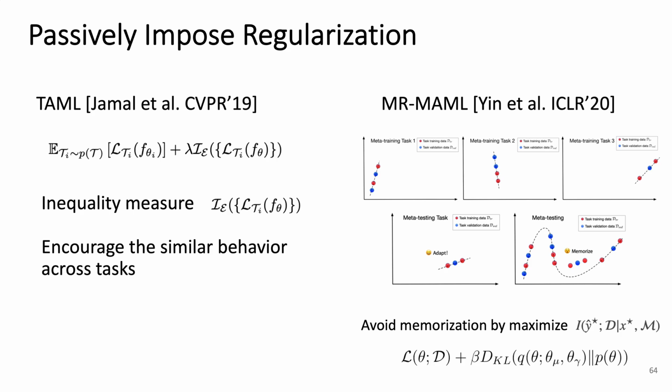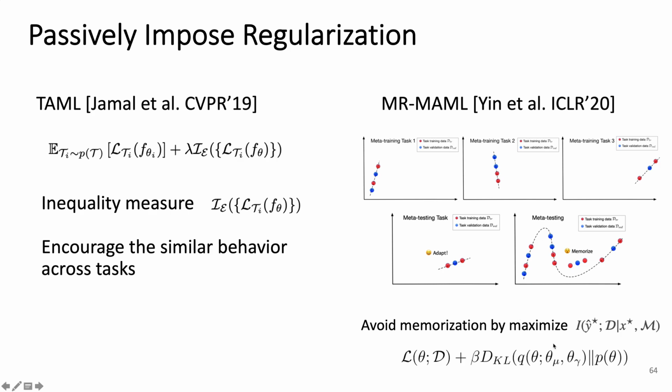To avoid this, they want to maximize the mutual information between the training source samples. D is for all the meta training tasks, and Y star is for the meta testing labels. They do not want to memorize all the knowledge in the meta training, which is D, and they want to use X star, the features of the meta testing task, to benefit the process of Y. So they want to maximize the mutual information. By maximizing the mutual information, they impose a regularization on it.